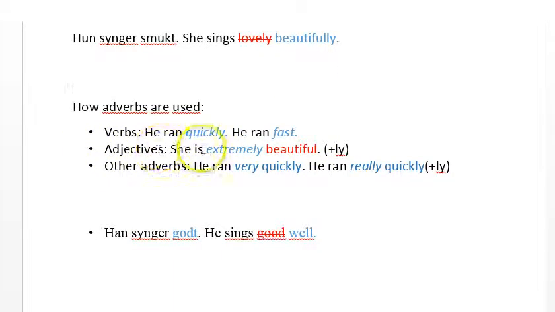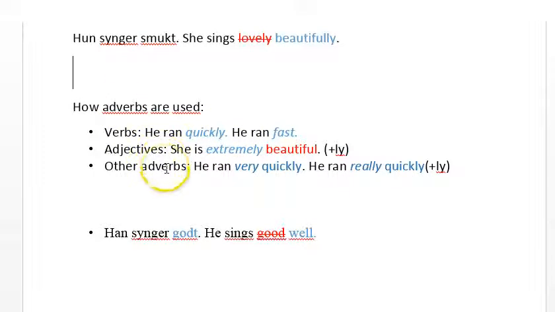Adverbs also describe adjectives. So if you want to say she is beautiful, obviously beautiful describes she, so it's an adjective. But extremely tells us how beautiful she is. So that's an adverb.